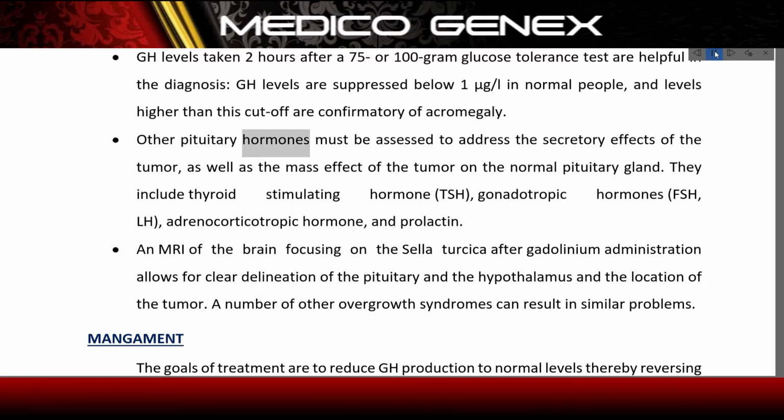Other pituitary hormones must be assessed to address the secretory effects of the tumor, as well as the mass effect of the tumor on the normal pituitary gland. They include thyroid-stimulating hormone, TSH, gonadotropic hormones, FSH, LH, adrenocorticotropic hormone, and prolactin. An MRI of the brain focusing on the sella turcica after gadolinium administration allows for clear delineation of the pituitary and the hypothalamus and the location of the tumor.